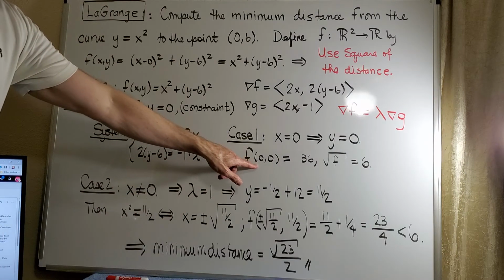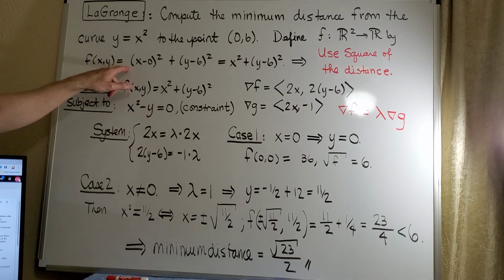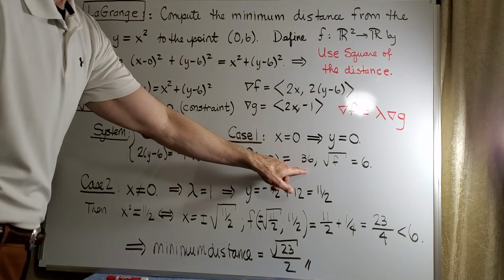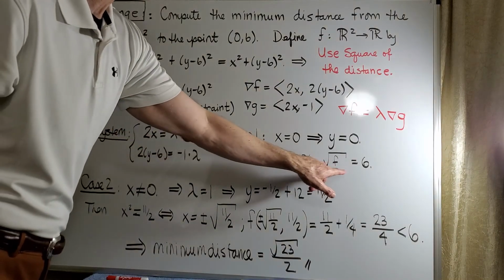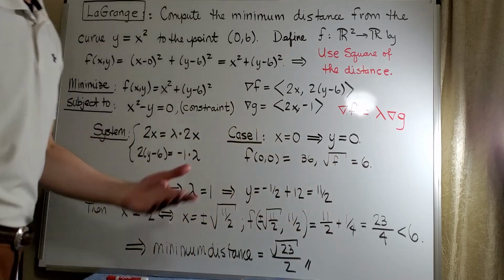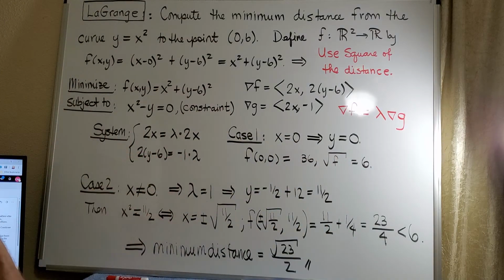When we substitute those two values into the function, of course we get 36, very simple, and the square root of that, of course, is just 6. So that's what we got for case 1. Let's see if case 2 is an improvement on that. Remember, these are necessary conditions.